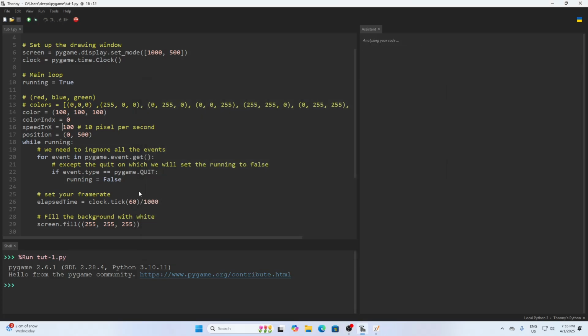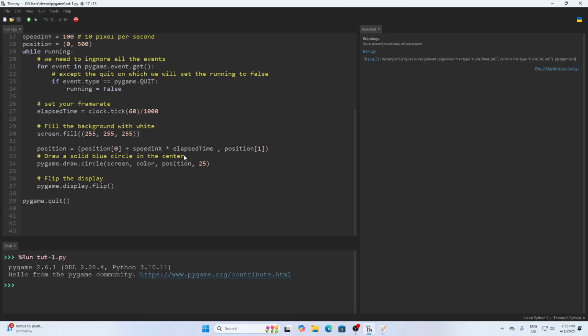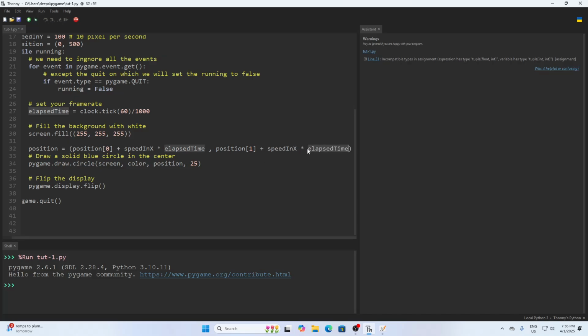Now let's make the ball move in a sort of upward direction. So what can we do? To do that, let's add another thing, which is speed in the y direction. Speed x, speed y. Let's make it 100. Now we have to do the same thing for y. We need to multiply this with the time and do it in the y direction.